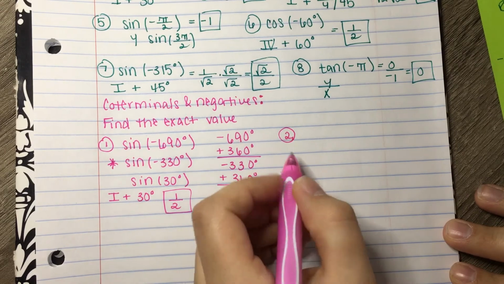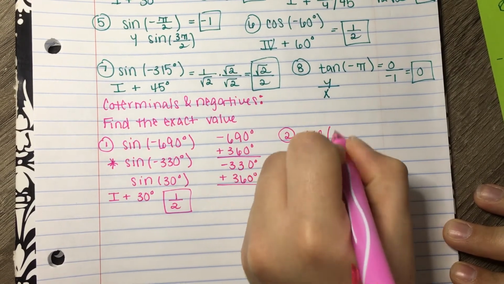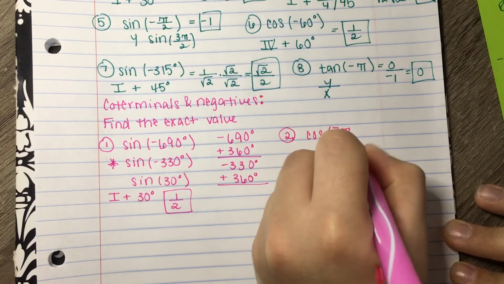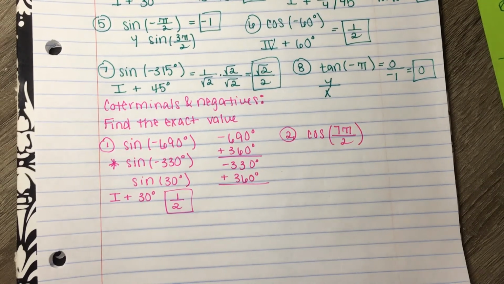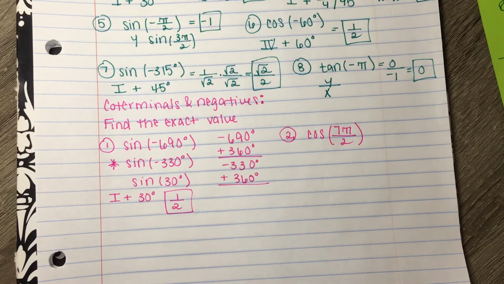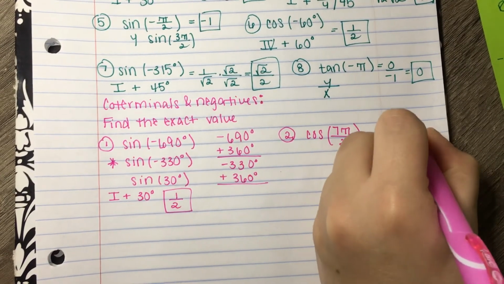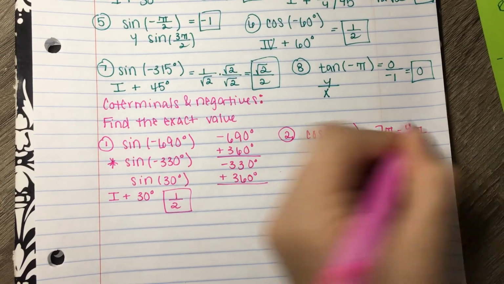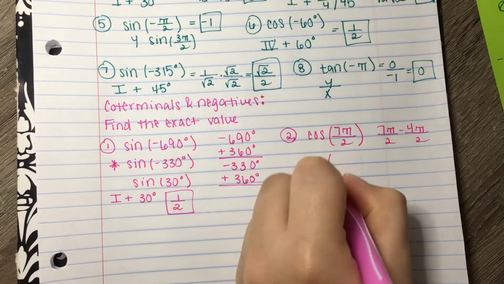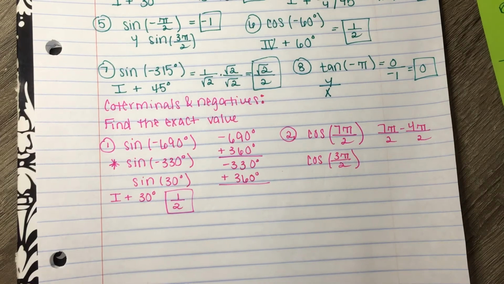Stay with me. Number 2, we're going to do cosine of 7 pi over 2. Okay, so I see the denominator is 2, so I'm already thinking that this is a quadrantal angle, but let's first solve for that coterminal. So I need to subtract 2 pi, which is going to be 4 pi over 2. And when I subtract those numerators, I see that this is cosine of 3 pi over 2, and my instinct was right, this is a quadrantal angle.